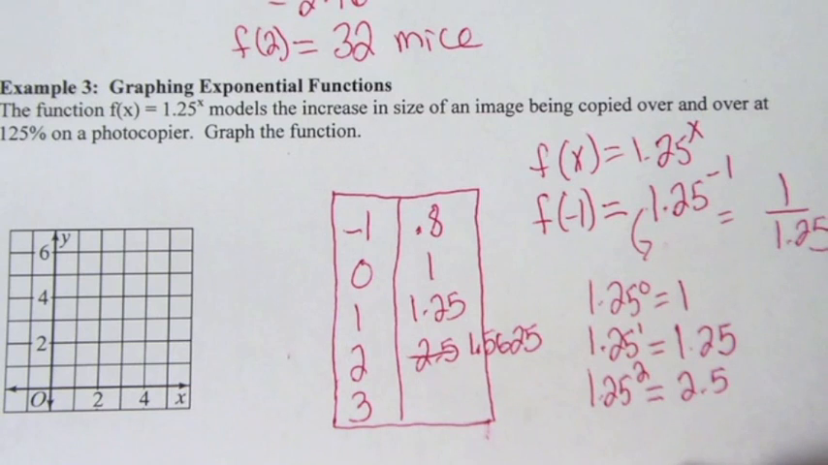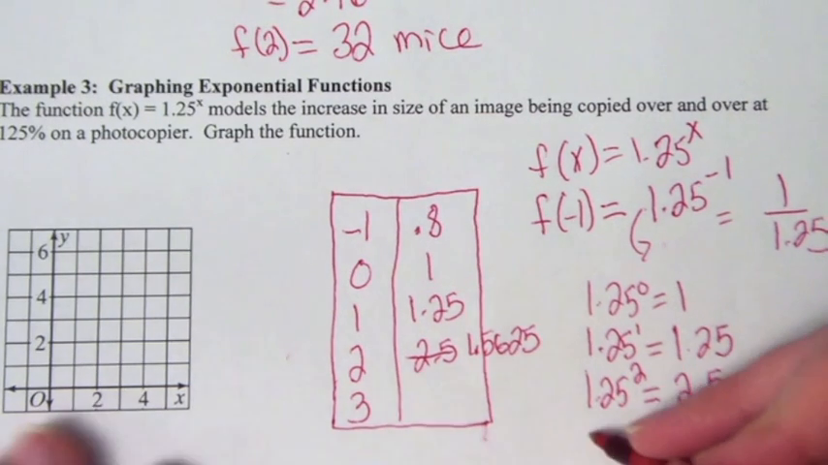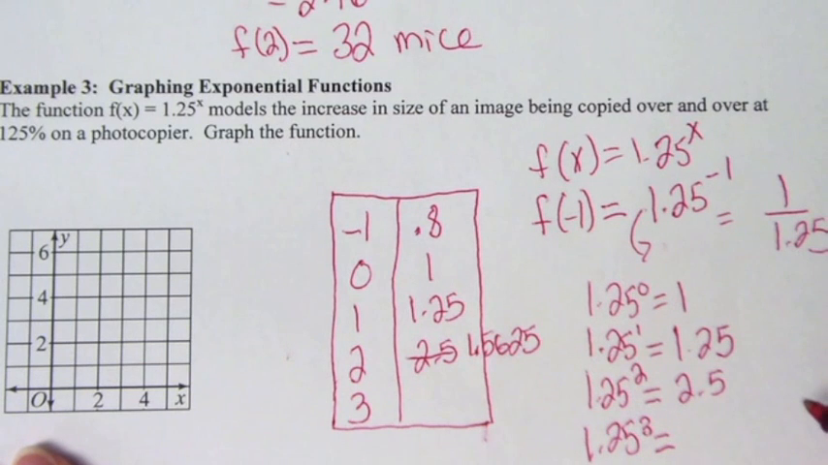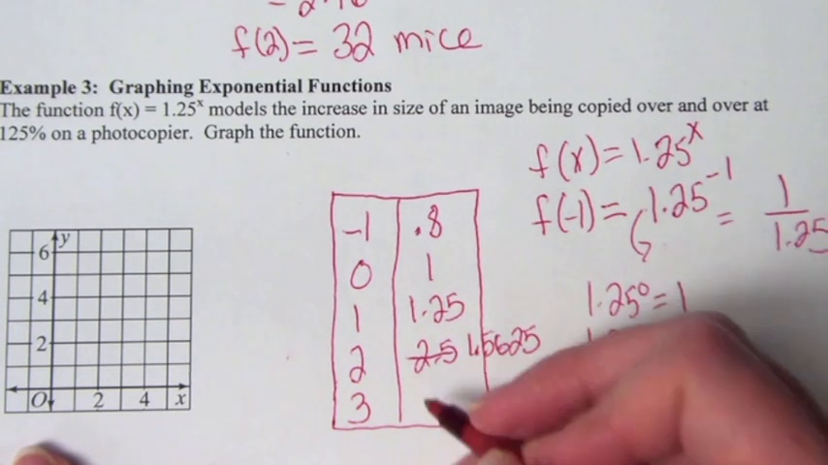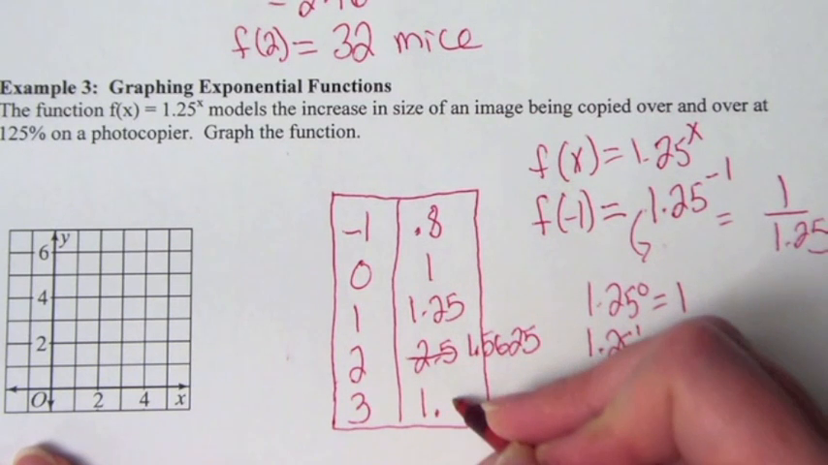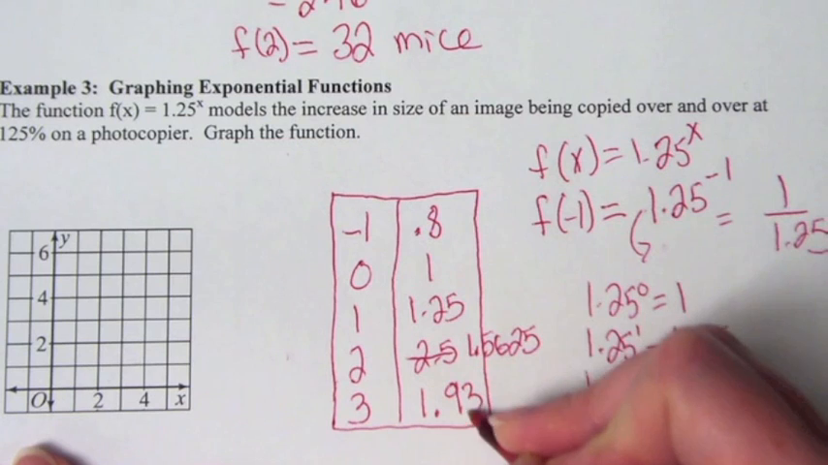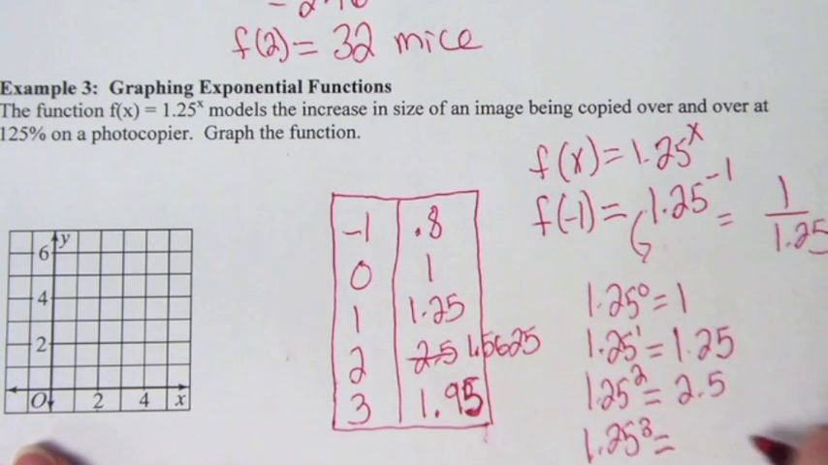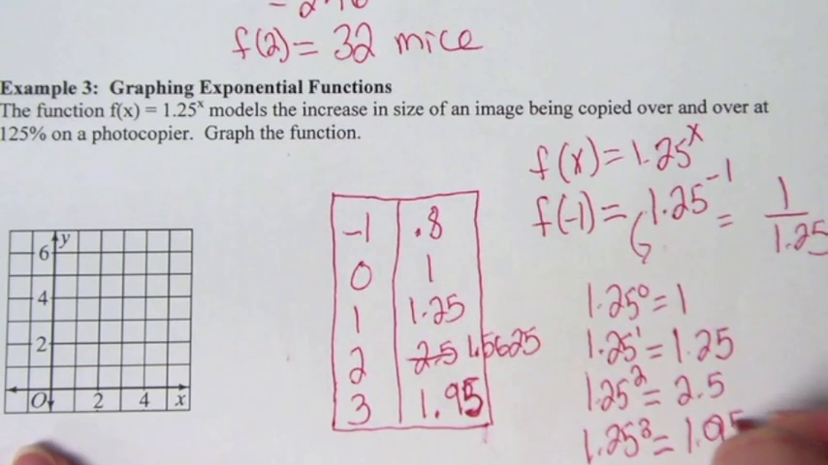Yeah, that's fine, 1.56. Okay, and then 1.25 to the 3rd power. What is that? So we'll say 1.95. Okay. So now we're going to go ahead and make a graph using this.